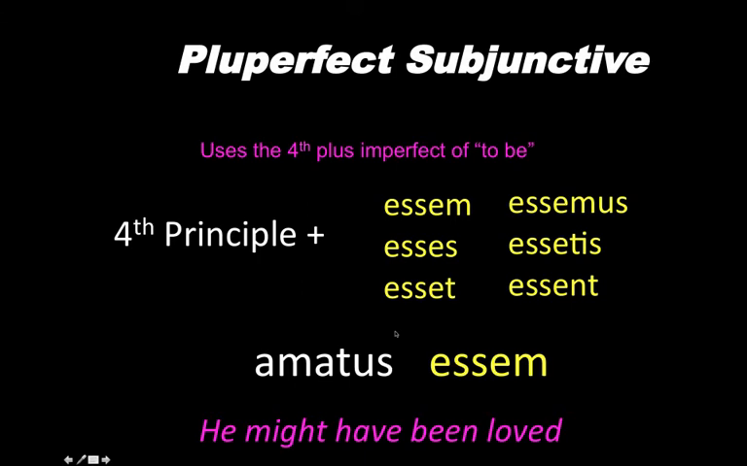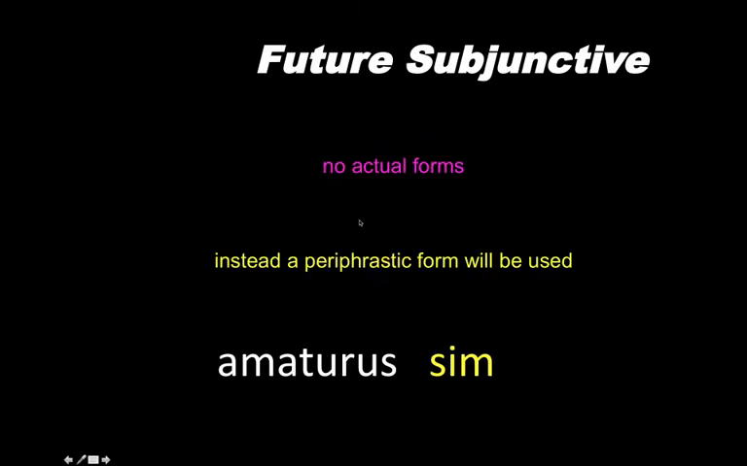Now the future subjunctive as a tense itself does not exist. There is no future subjunctive or future perfect subjunctive. However, to express this future form in Latin, you can use the periphrastic, which we learned earlier, with the -urus and then the form of to be. So we will encounter this throughout the year, but just remember that there's no actual future subjunctive tense itself.